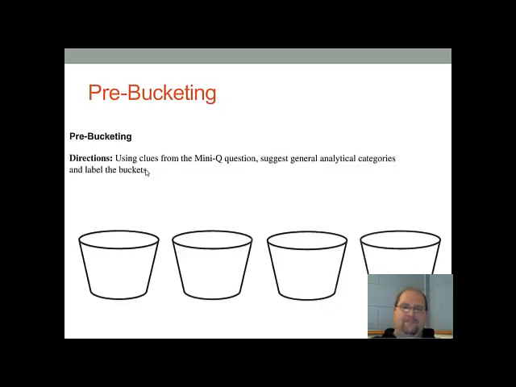All right? Now comes the more tricky part, which is your bucket list. The directions: using clues from the mini-Q question, suggest general analytical categories and label the buckets. It gives you 4 buckets. You can get some of your ideas from our hook activity. You can also get some of your ideas from the background essay.